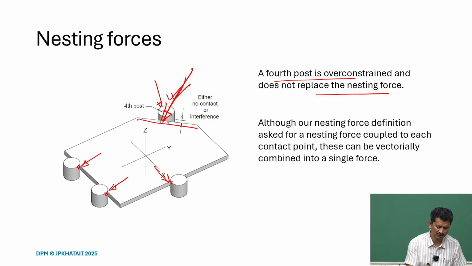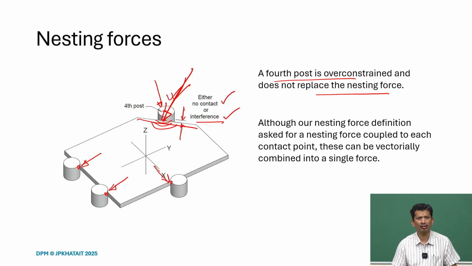So, either it will be too tight, so it will press too much, so there will be interference, or if there is any gap, so there will be no contact. So, no contact means there is no nesting force. So, it is very important to understand that we cannot use the same kind of contacts to get the nesting force.